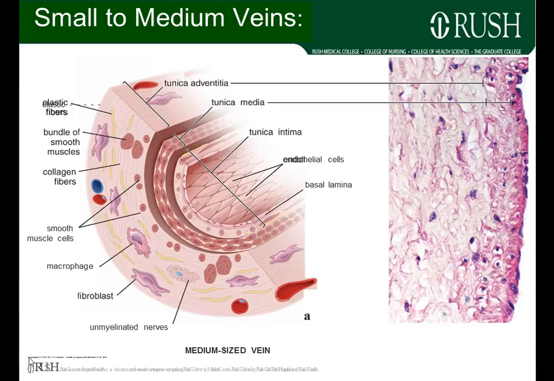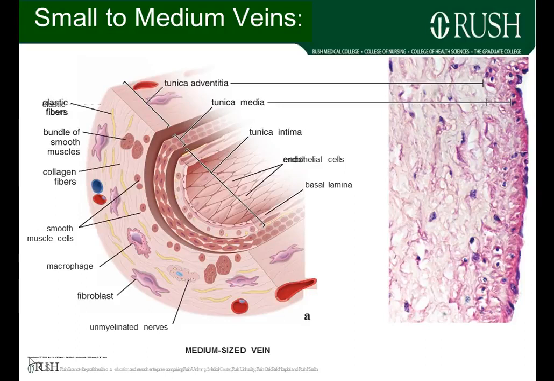Small to medium veins can be identified by the presence of at least one or more layers of smooth muscle in their wall. So unlike a venule, they have a tunica intima like the venule, but then they also have elements in the tunica media. Compared to arteries of the same size, they will have a thin tunica media and a very thick tunica adventitia.